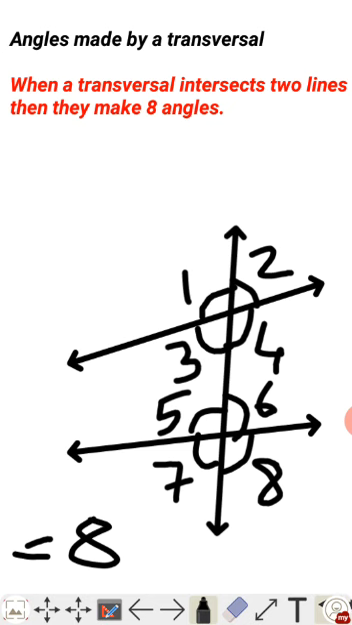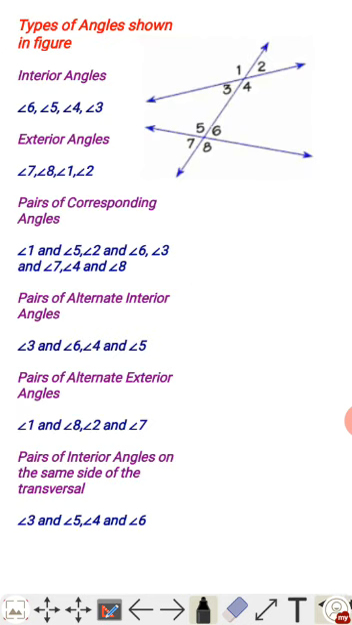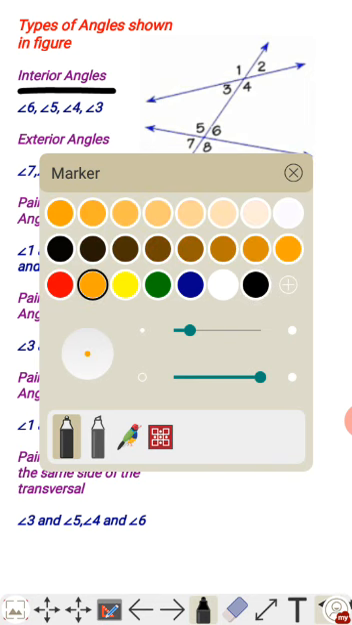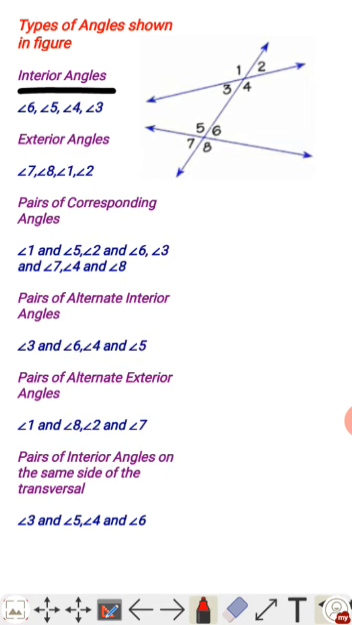Now all these different 8 angles have their special names, so we will study that. The first one you get on the transversal is your interior angle. Interior means the inside angles of the transversal or near to the transversal. So here you can see the 4 different interior angles: angle 3, angle 4, angle 5, and angle 6. These are your interior angles.